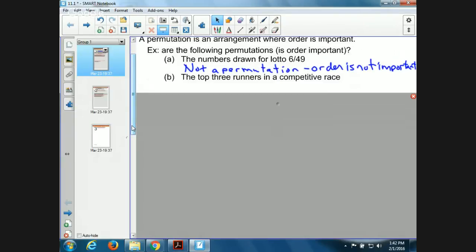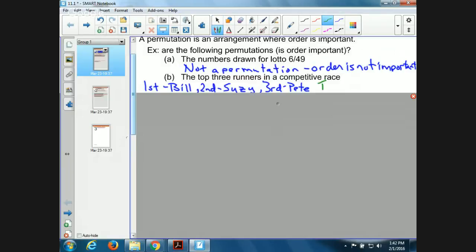The top 3 runners in a competitive race. Now, is order important there? I'd say yes, because if you came in first, and that's Bill, second is Susie, third is Pete. Order is important, because if I listed Pete's name first, that'd be a totally different outcome, right? So when you're talking about something that's ranked, order is important. That's a permutation.